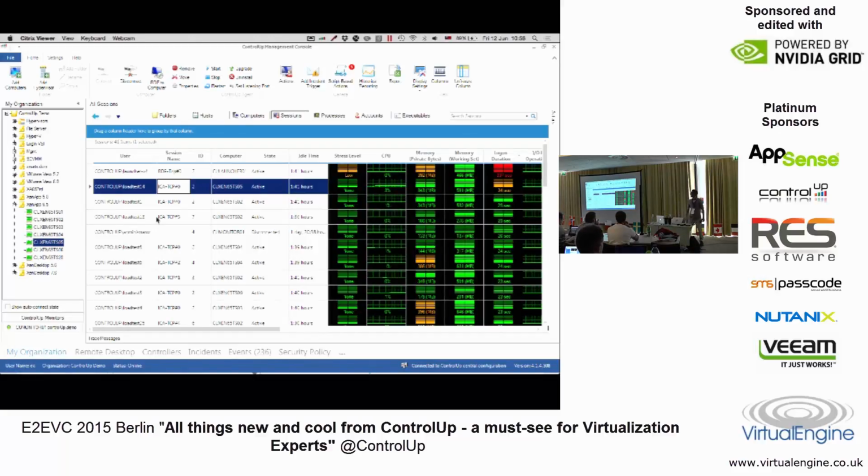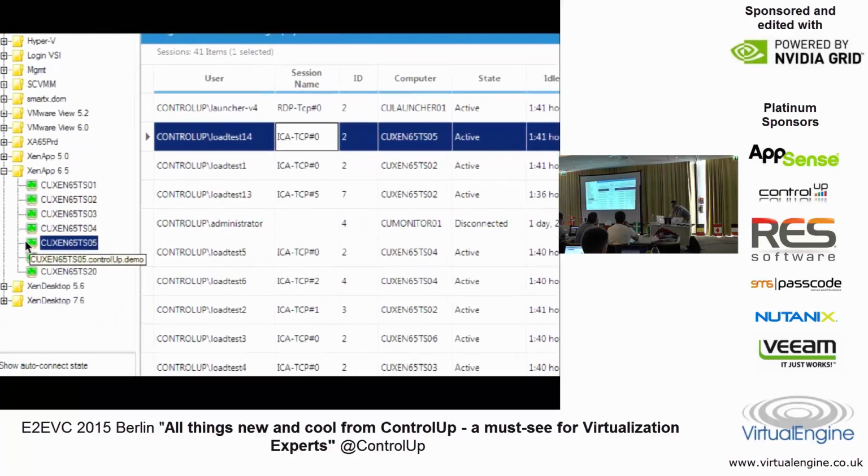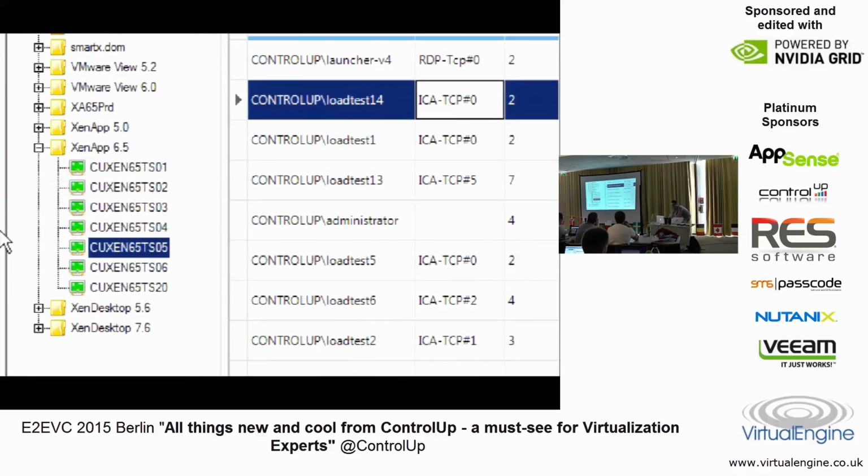So this is ControlUp. ControlUp is a real-time management and monitoring solution for anything Zen app, Zen desktop, VMware View. Let's look at our small lab environment. What do I have here? I have VMware View, a couple of versions. I have Zen app 5.0.6.5, Zen desktop 5.6, 7.6.